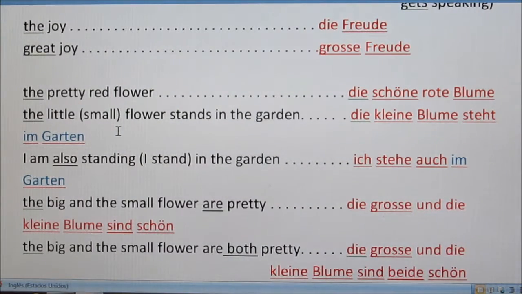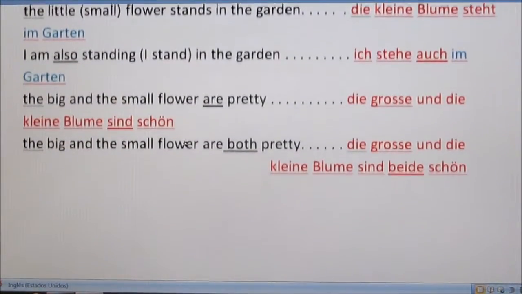You could say is in the garden. Die kleine Blume steht im Garten. I'm also in the garden. In German you say I'm standing in the garden. Ich stehe auch im Garten. The big and the small flower are pretty. Die große und die kleine Blume sind schön.